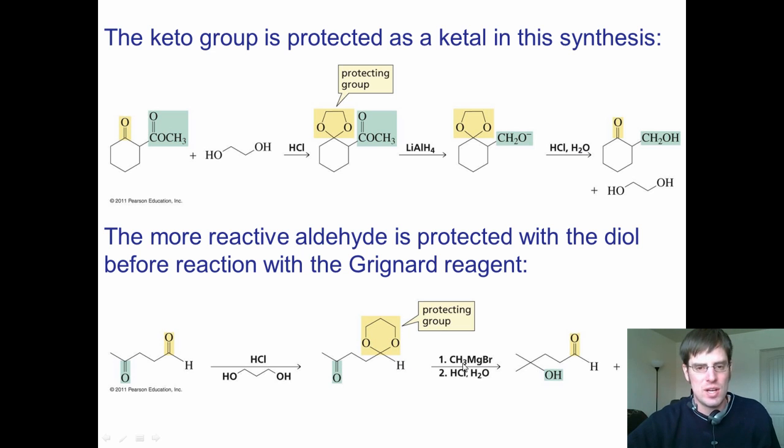At this stage, I can now introduce this Grignard reagent, methyl magnesium bromide, and the methyl anion will come into this carbonyl, push the electrons up onto this oxygen, and then I protonate it with acid. It generates this tertiary alcohol and hydrolyzes this cyclic acetal back down to the aldehyde. So this is also a very useful way of selectively reacting with a ketone and leaving the aldehyde alone.